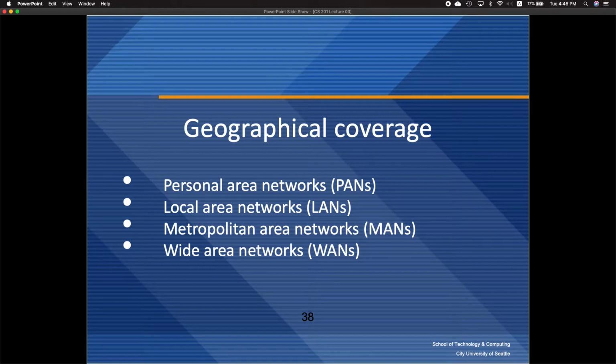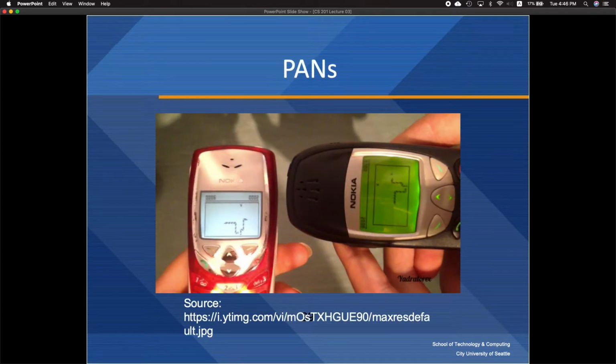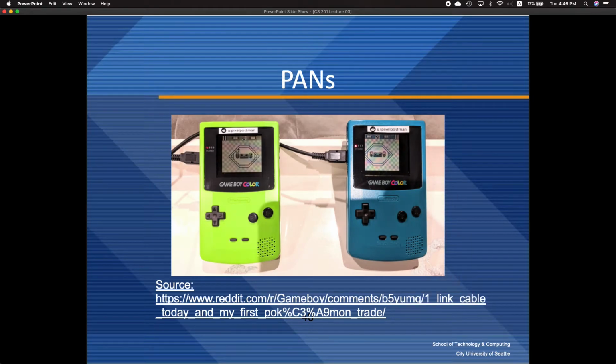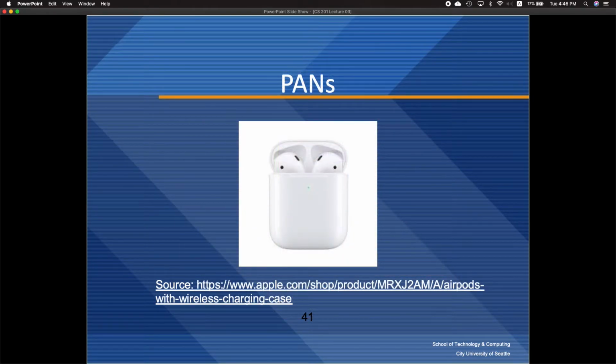For geographical coverage, we have the personal, local, metropolitan, and wide area networks. We are used to using a lot of the LAN, or we're more aware of this. For the personal area network, it's very close range. If you remember this, it's the infrared days. If you wanted to play two-player Snake on the Game Boy Color, you needed a link cable. AirPods use Bluetooth.